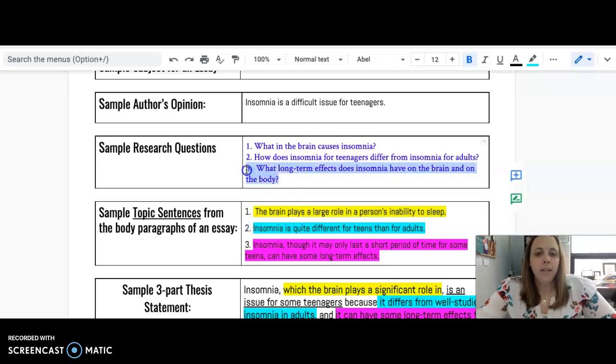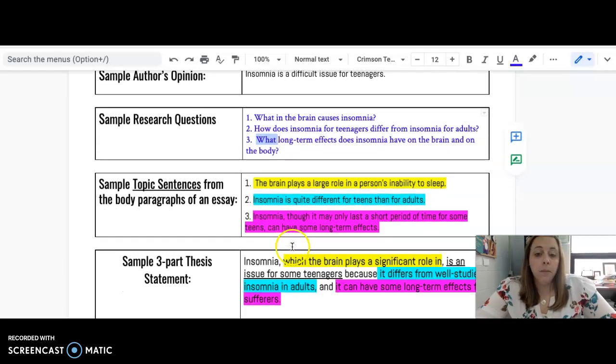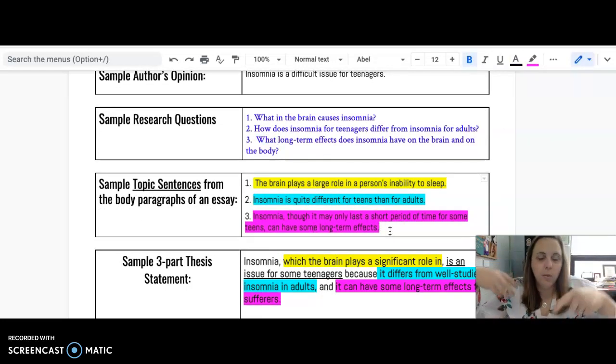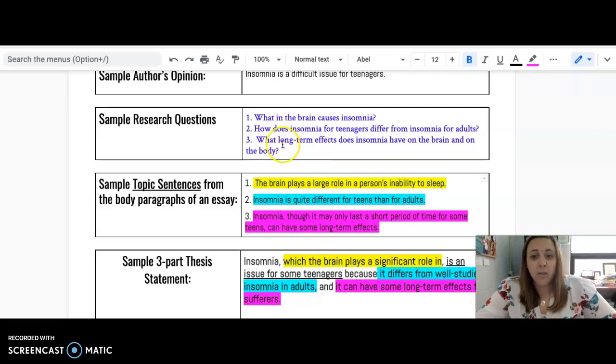And the last one, number 3, what long-term effects does insomnia have on the brain and on the body? Getting rid of my question word, I'm going to say insomnia, and I'm beefing it up here because I like words as an English teacher. Insomnia, though it may only last a short period of time for some teens, can have some long-term effects. I could have also said insomnia causes long-term effects on the brain and the body.